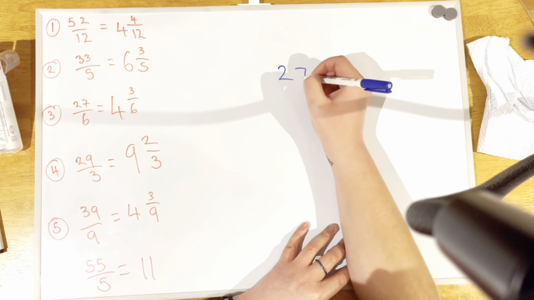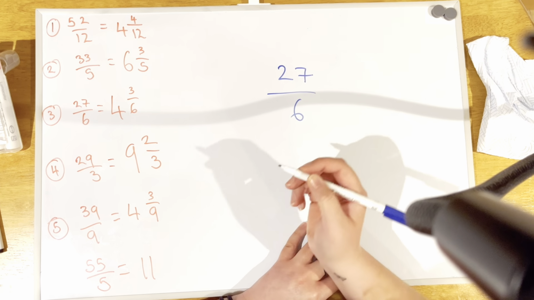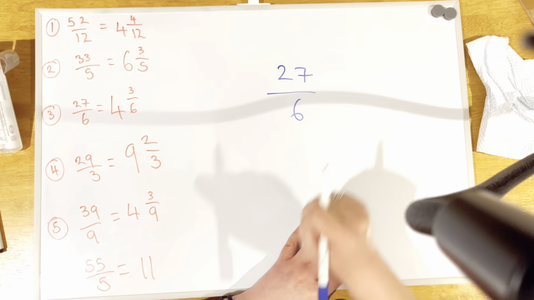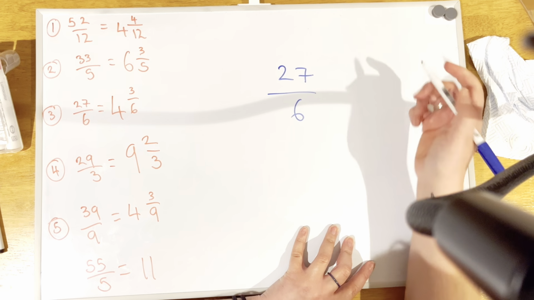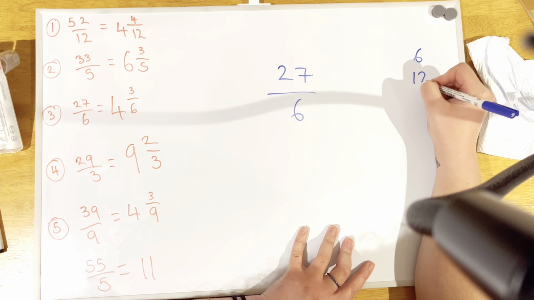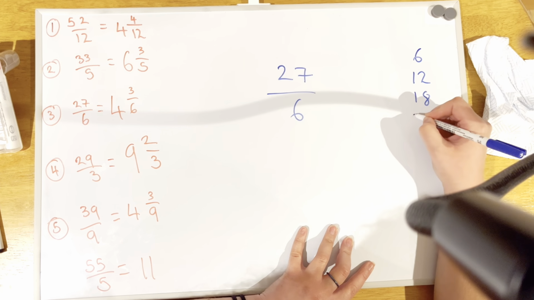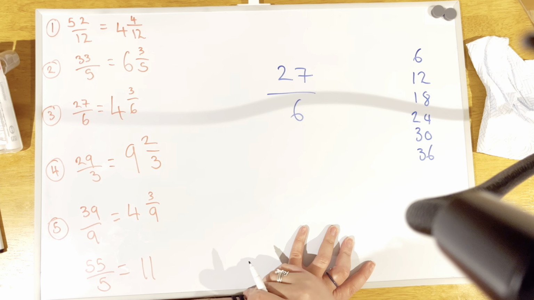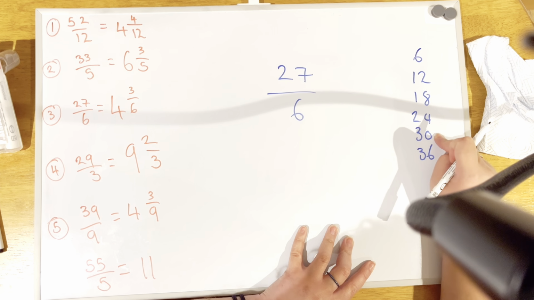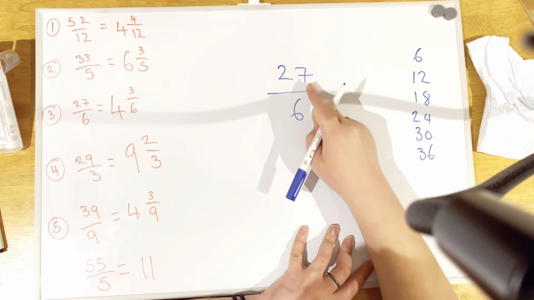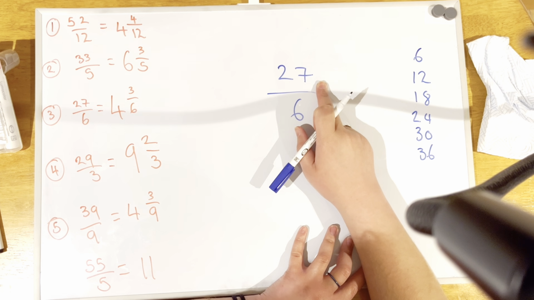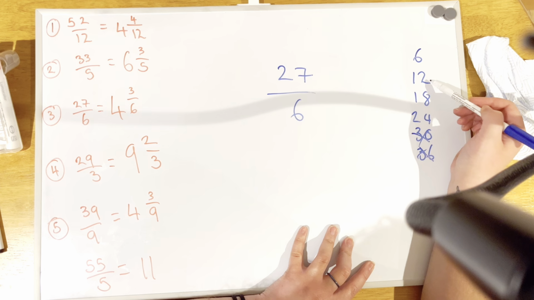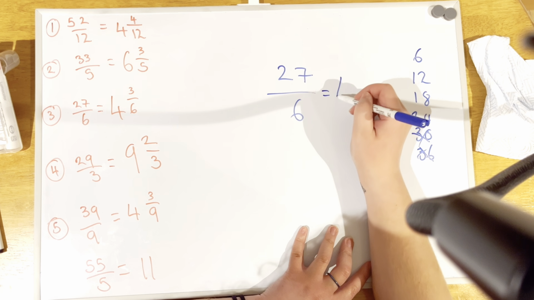So that's 27 sixths. So again, I need to find out how many 6s go into 27. So I think about my 6 times table. 6, 12, 18, 24, 30, 36. Okay, where can I fit? Well, I know that I can't go to 30 because I don't have 30, I only have 27. So I need to go back to 24. So that's 1, 2, 3, 4.